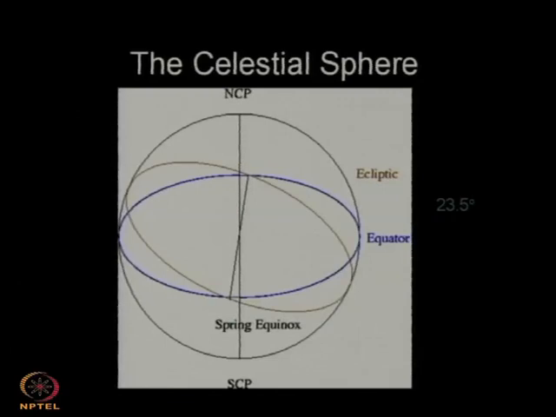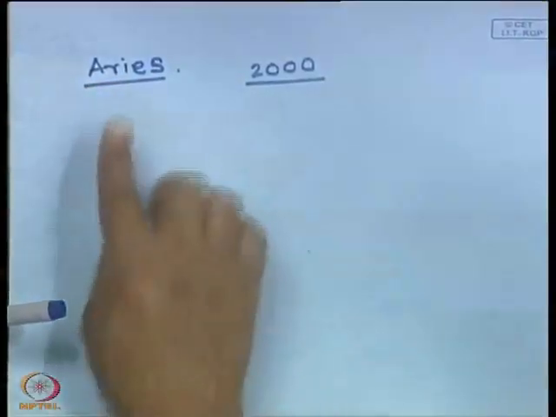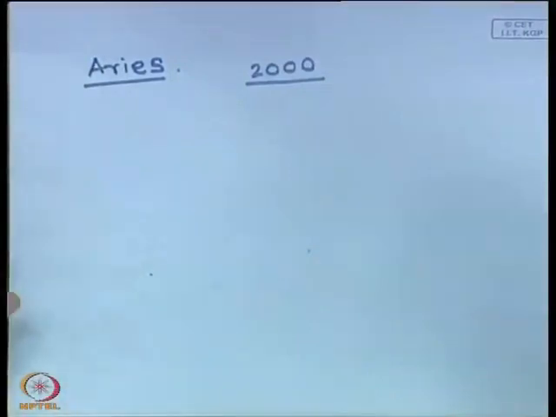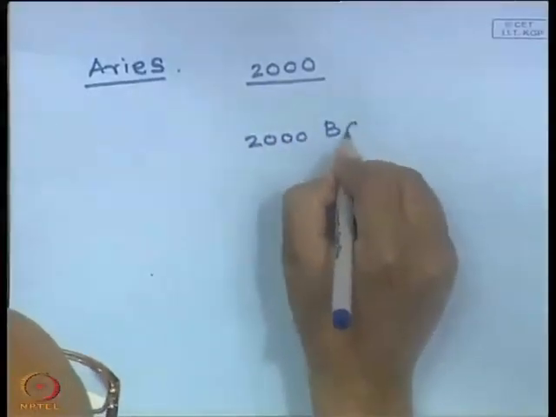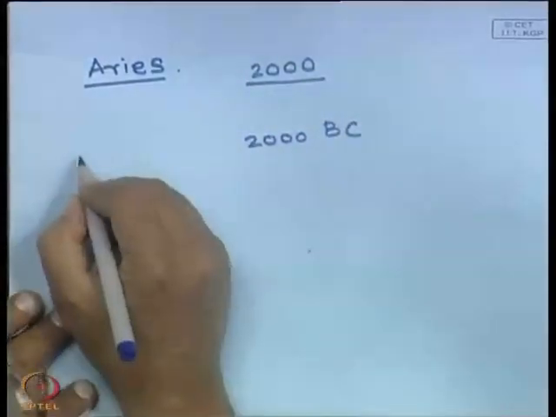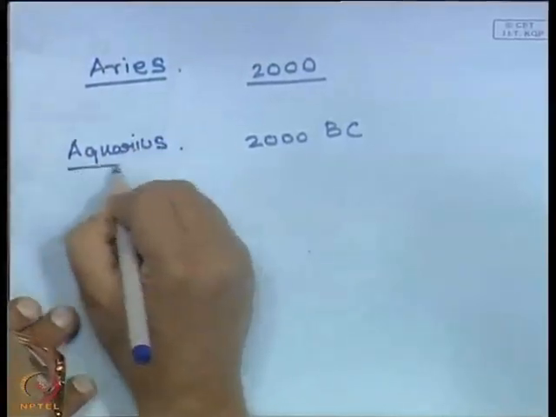Fine. So what I was telling you was that at present, in the year 2000, the location of the spring equinox was in the Aries constellation. But I also told you that the rotation axis of the earth precesses, and it precesses very slowly, but it does precess. As a consequence of this, the location of the spring equinox also changes with time. And in the year 2000 BC, the spring equinox was located in the Aquarius constellation.